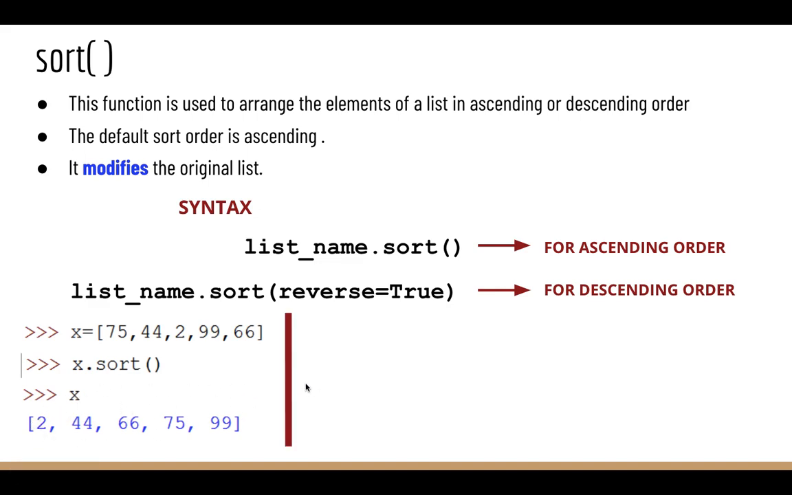Now if I want to sort it in descending order, I have to type X.sort within brackets reverse equals True. So if I type in X, now you will find the new list, but that will be arranged in what order? That will be arranged in descending order.